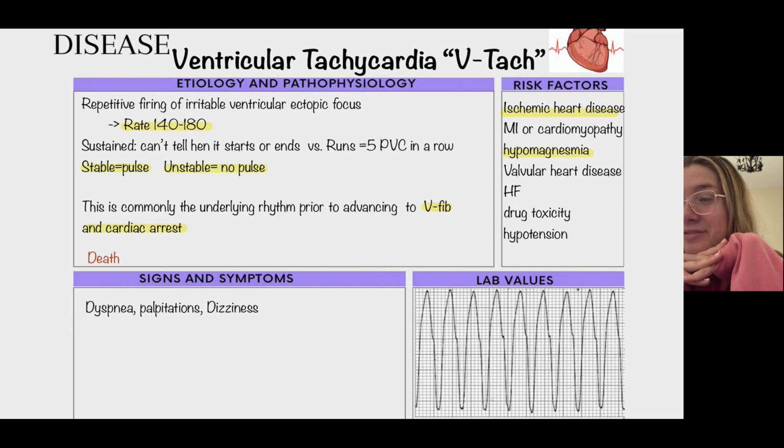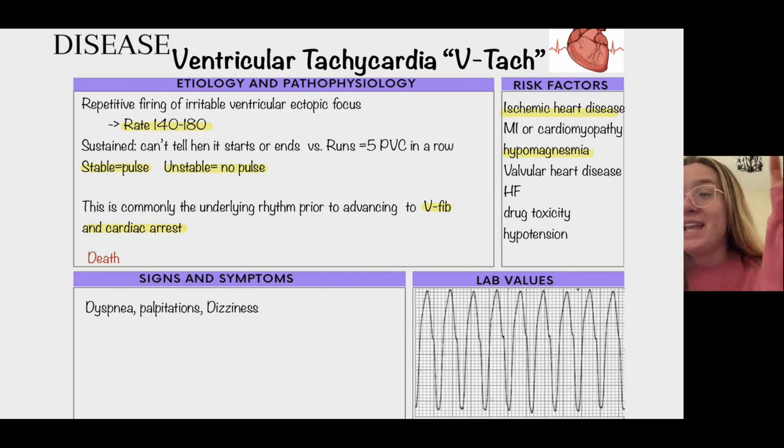So what happens when you have a run of PVCs? That is a period of V-Tach, okay? And V-Tach becomes sustained. What do we know about PVCs? No perfusion. If my patient is throwing 12 PVCs, that's a run of V-Tach. What is not happening during that run of V-Tach? Perfusion. So I will not feel a pulse.